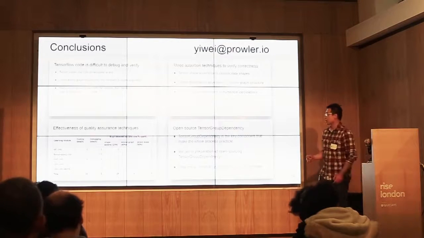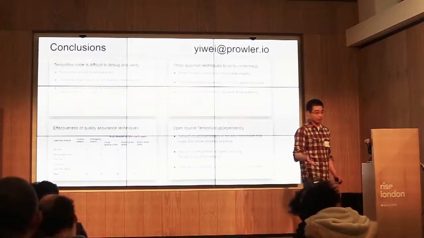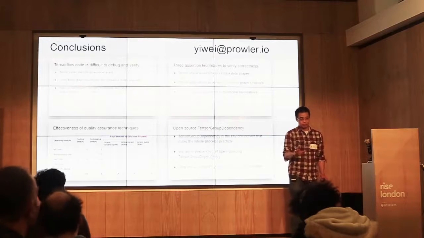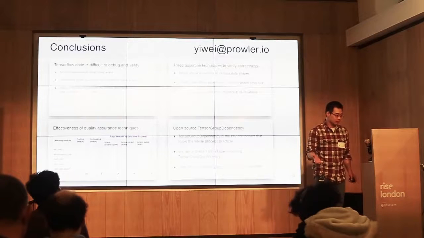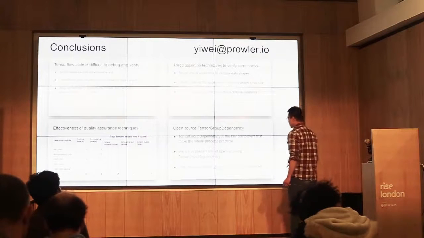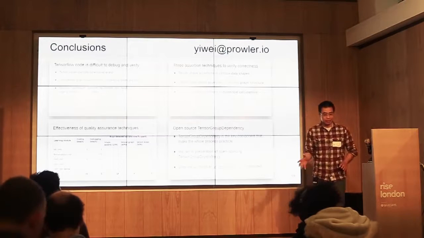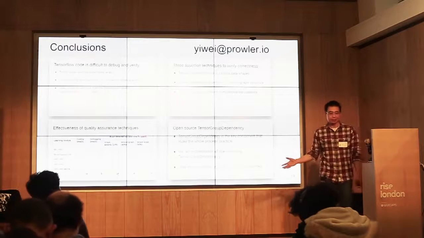Okay, so in conclusion, TensorFlow debugging is difficult because of the lack of specification. We developed a way to write specifications to verify the correctness of your TensorFlow code with respect to the paper definition. We proved that the whole process is very doable and effective. And we are open sourcing the only key component that we developed. And if you're interested, let me know. And with that, I'm happy to take questions.